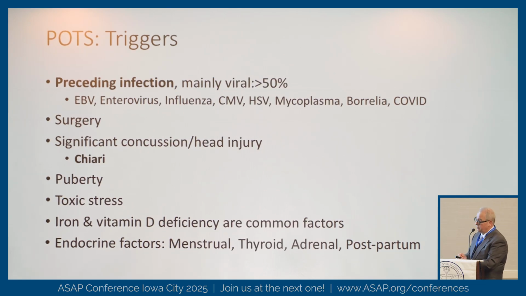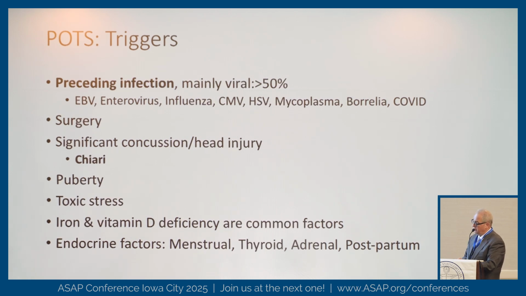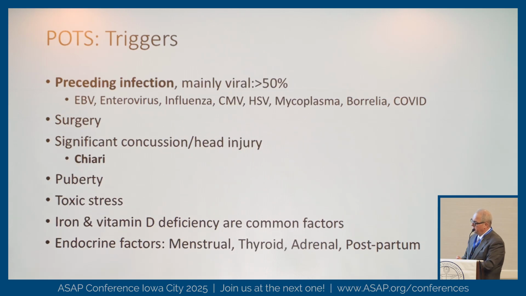Puberty is sometimes the reason for why it happens. Toxic stress, we actually have a study looking at that. If you're always stressed, particularly at a young age, you can develop that. Predisposing factors are iron deficiency and vitamin D. We look for them in everybody. And actually, if you correct them, you don't cure the POTS, but you make it more responsive to treatment. So it's important to measure that.